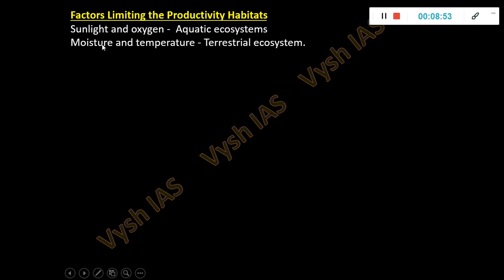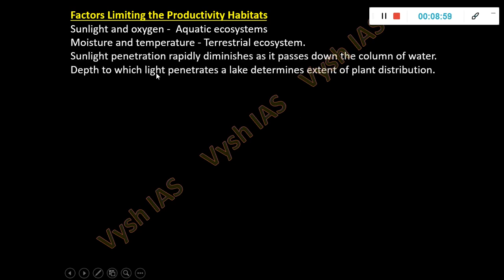Now, the factors limiting the productivity of habitats. Sunlight and oxygen are the main things you need for surviving in an aquatic ecosystem. Another thing is moisture and temperature, which matter in the terrestrial ecosystem, which we already did in the last chapter. Now, sunlight penetration rapidly diminishes as it passes down the column of water. The depth to which light penetrates a lake determines the extent of plant distribution. However much sunlight reaches the bottom level, that much plant distribution you can see.